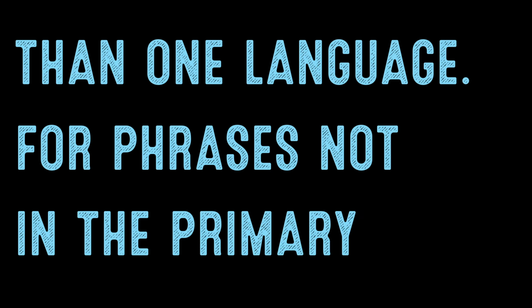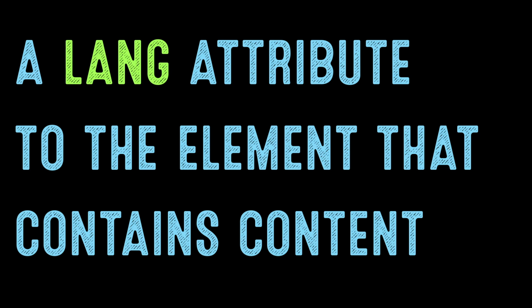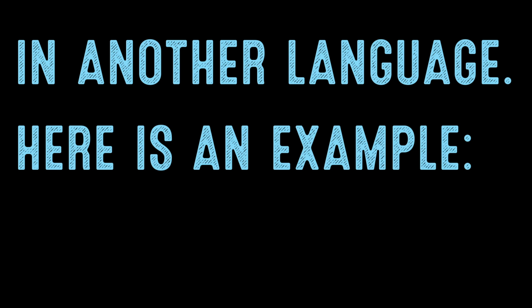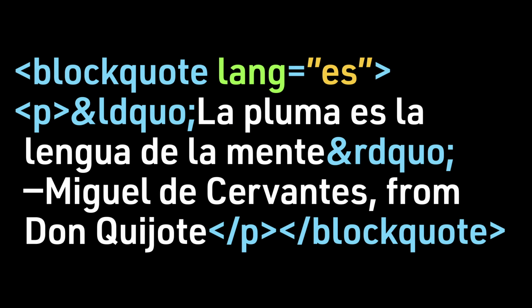For phrases not in the primary language declared in the HTML element, you would add a lang attribute to the element that contains content in another language. Here is an example. Block quote opening tag, lang equals ES, in quotation marks, paragraph opening tag, La pluma es la lengua de la mente. Miguel de Cervantes from Don Quixote. P tag, end block quote.